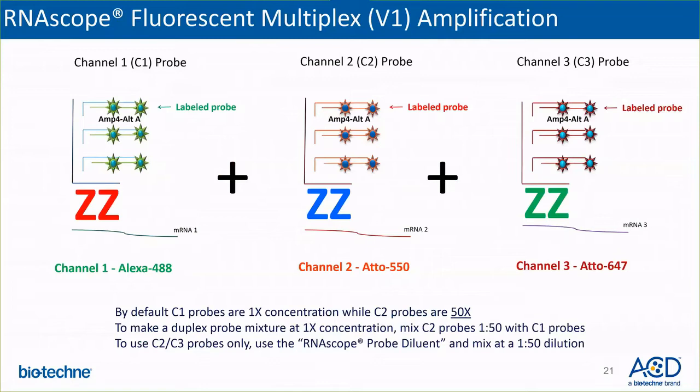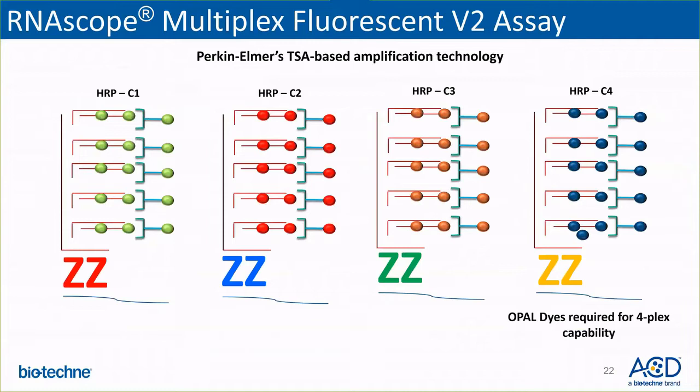And here is the multiplex fluorescent V2 assay. This can be used to detect up to four mRNA targets. Here, four independent amplification trees are built such that the C1, C2, C3, and C4 probes will have their own amplification trees built from the mRNA target. The signal can then be visualized using Perkin-Elmer's TSA-based amplification technology, or the OPAL dyes.